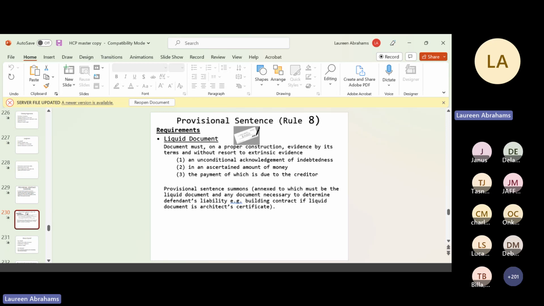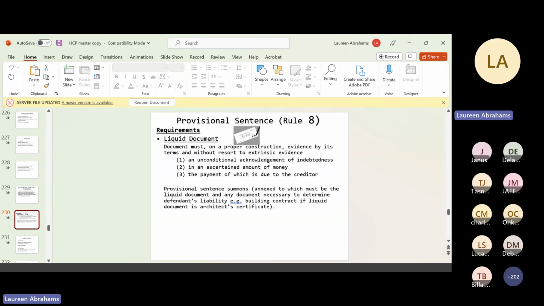There's more examples of liquid documents. And let me just see if your notes have any more examples. Well, it's a check. I don't see in your guideline there are more examples, but other examples of liquid documents would be an acknowledgement of debt, a mortgage bond. They say an architect's certificate to which the whole building contract is attached, but that is also a liquid document. A promissory note. I can't think of more, but those are some examples of a liquid document. And any document that complies with the requirements of the definition of a liquid document is a liquid document. And you can only use this procedure if you have that.